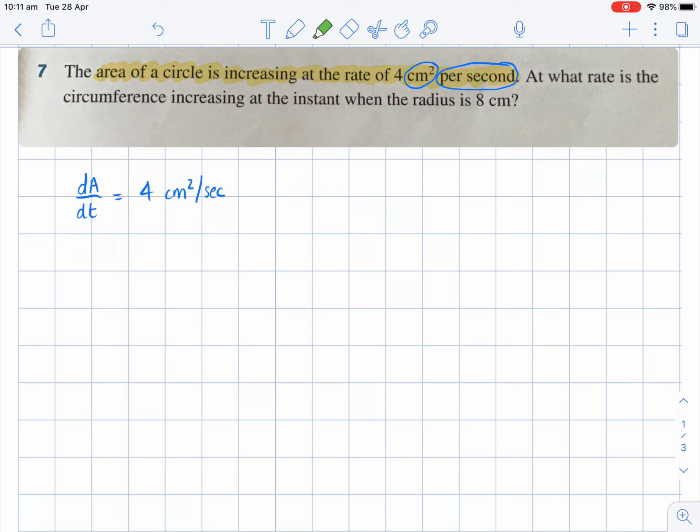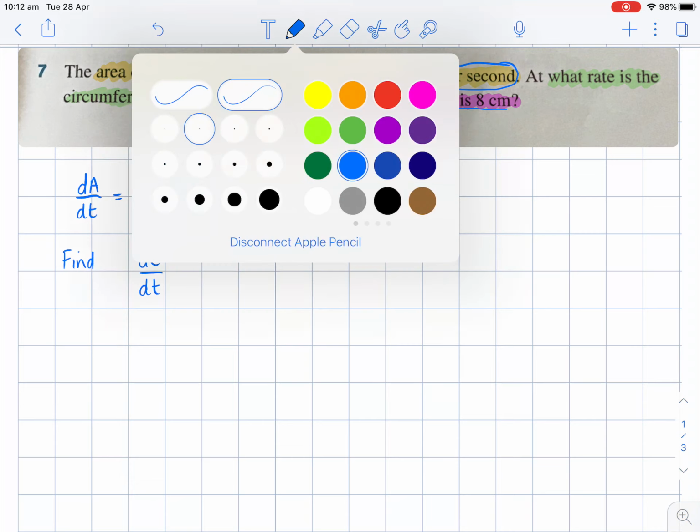The next thing, the question asks, at what rate is the circumference increasing? If they don't specify, we always want that in relation to time. So we need to find the change in circumference with respect to time. And then finally, we want to work it out when the radius is equal to 8. That last part of substitution usually comes at the end of the problem, so I'm going to leave that till the very end.